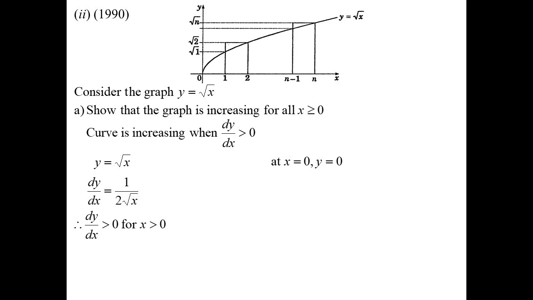What happens at x equals 0? So at x equals 0, y is 0. So therefore, when x is greater than 0, y must be greater than 0. We can see it in our graph. It's continually increasing, so I can include the 0 as well. I don't know that I really need that last point, but there you go. The curve is increasing for x greater than or equal to 0.